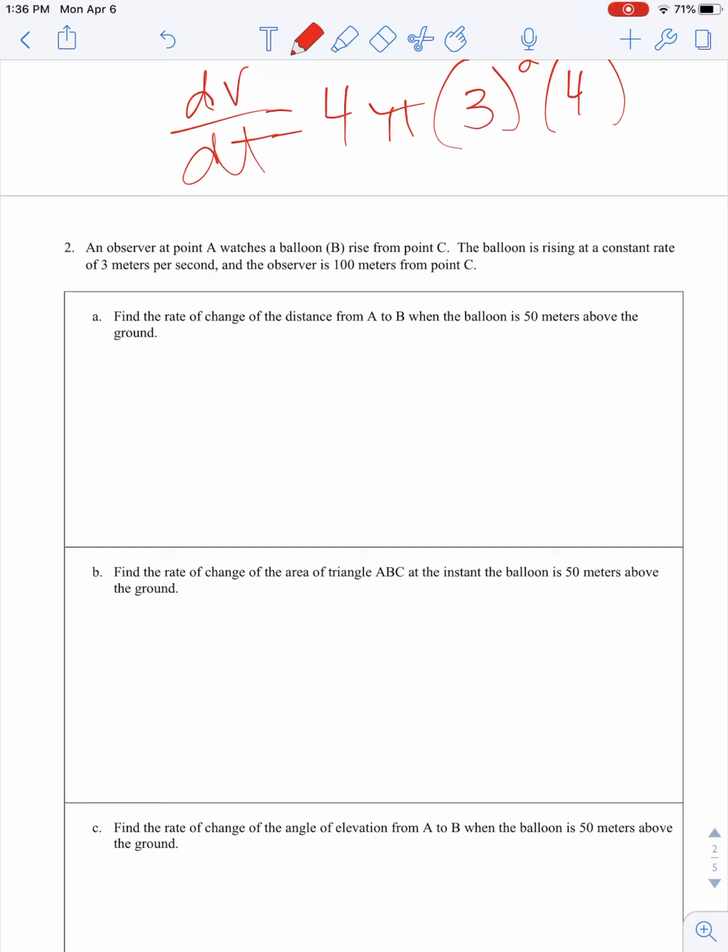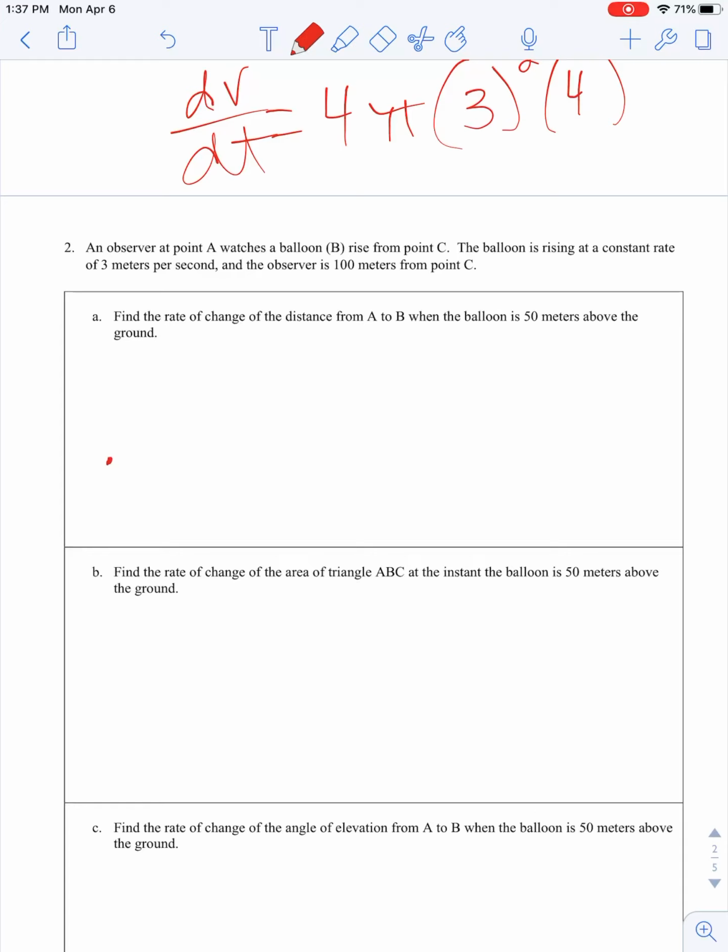Okay, let's look at the next one. I'll use the same variables and stuff that are in the answer key so it doesn't get confusing. Okay, so an observer at point A watches a balloon rise from point B. The balloon is rising at a constant rate of 3 meters per second. So let's draw this picture here.